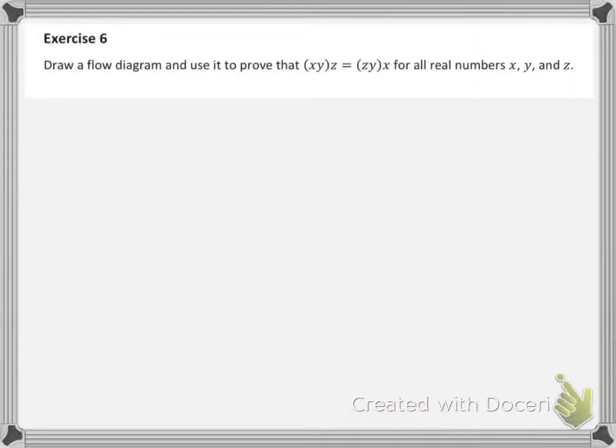Exercise 6. Draw a flow diagram and use it to prove that x, y, the product of x and y times z is equal to the product of z and y times x. Well, I'm going to remember that this is our end product. That's what we're looking for. That's our goal. And I'm going to start with the quantity x times y times z. All right. Well, I want it to look like this.